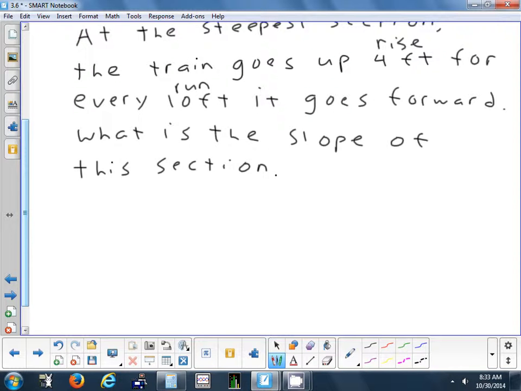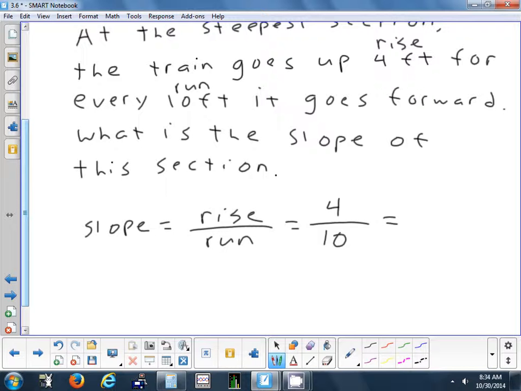Okay, which one goes in the top, rise or run? Yep, Sarah? Rise goes in the top. Slope equals rise over run. Rise is 4. Run is 10. We usually reduce the slope as much as you can. What is 4/10 reduced to? I gave you part of the answer. Yeah, 2/5. All right. Okay, so the slope is 2/5.